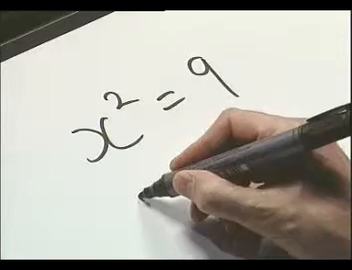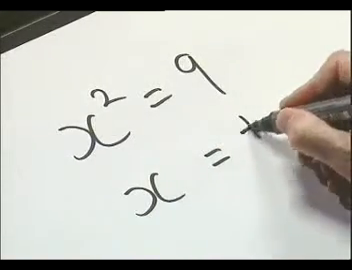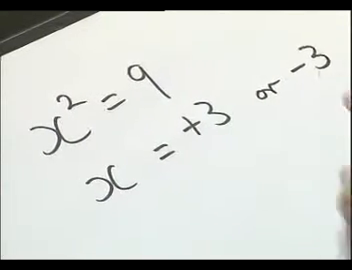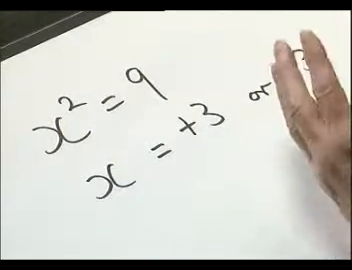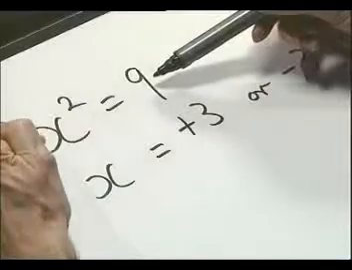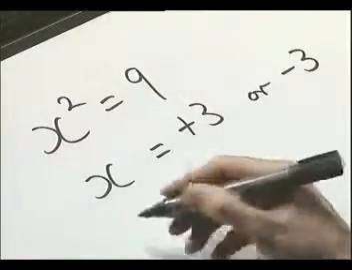So the square root of x squared is just x, and the square root of 9 is plus 3 or minus 3, because minus 3 all squared is also 9. So that was relatively straightforward. Both of these two numbers were square numbers, complete squares.